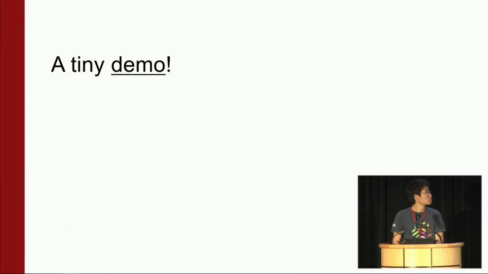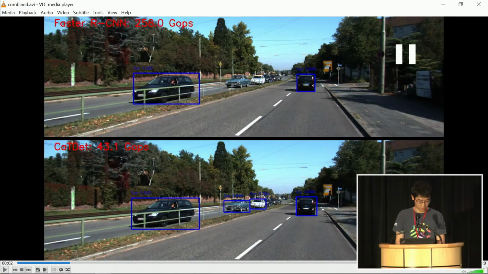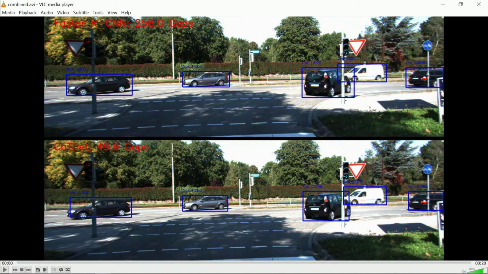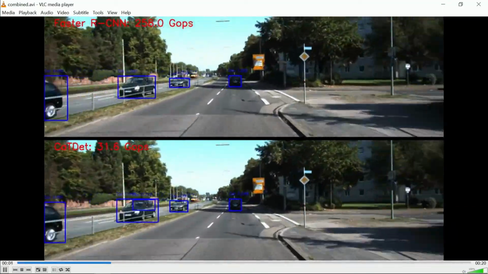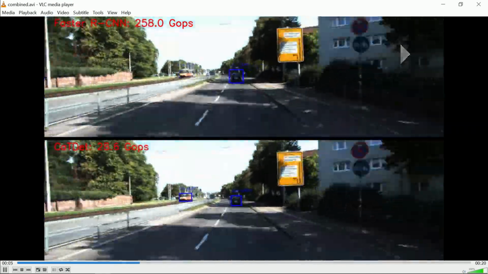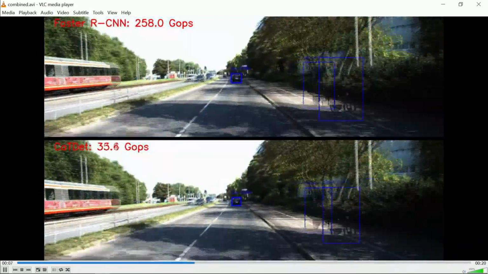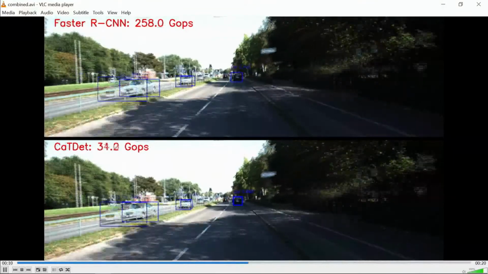Finally, we would like to show a tiny demo. The upper one is the original Faster R-CNN model, while the bottom is our CaTDet system, and we marked the number of operations here. As you can see, most of the time it produces almost the exact detections, and sometimes it's even more stable.